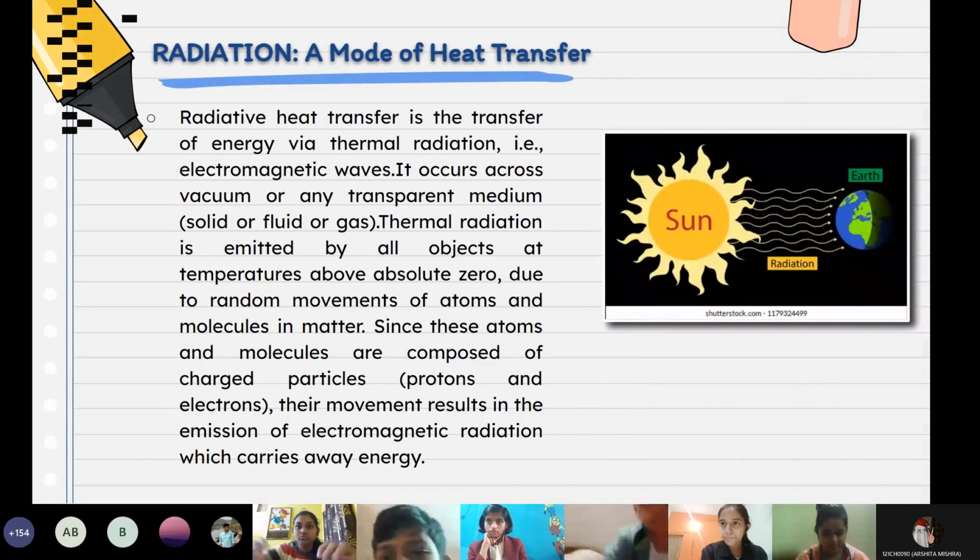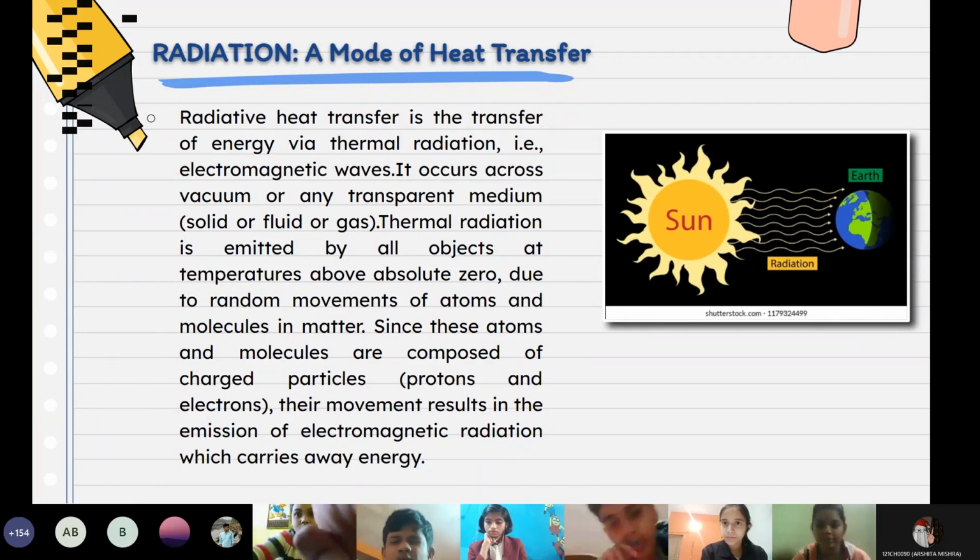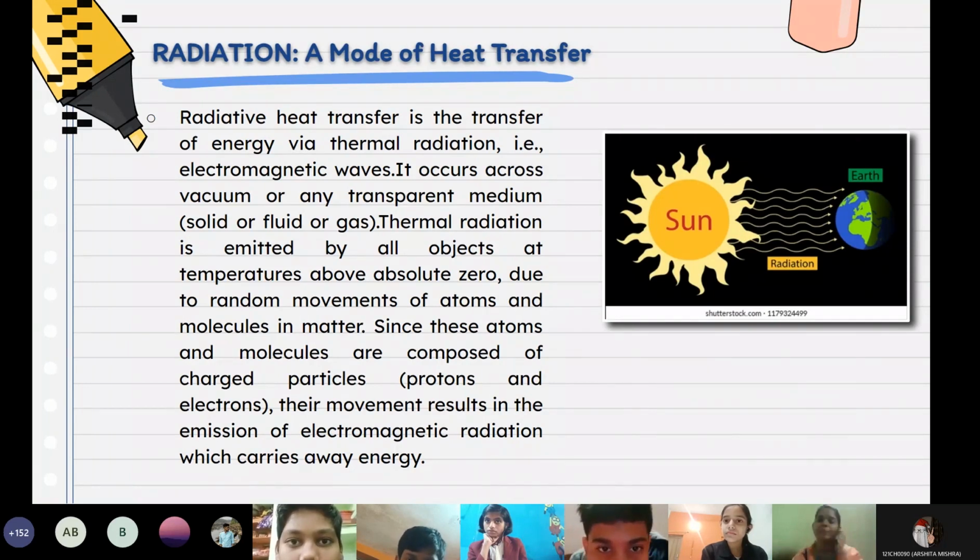Okay, radiation. Radiative heat transfer is the transfer of energy via thermal radiation, that is electromagnetic waves. It occurs across vacuum or any transparent medium. Thermal radiation is emitted by all objects at temperatures above absolute zero due to random movements of atoms and molecules. Since these atoms and molecules are composed of charged particles, that is protons and electrons, their movement results in the emission of electromagnetic radiation, which carries away energy.